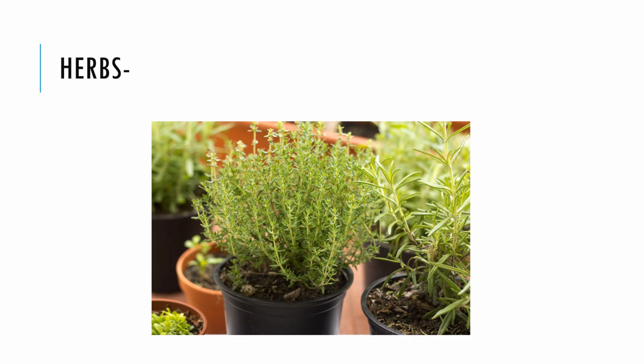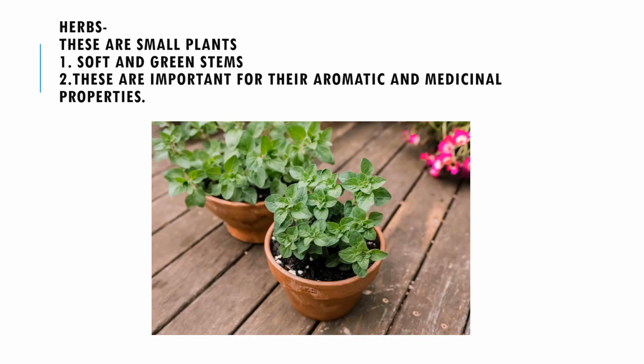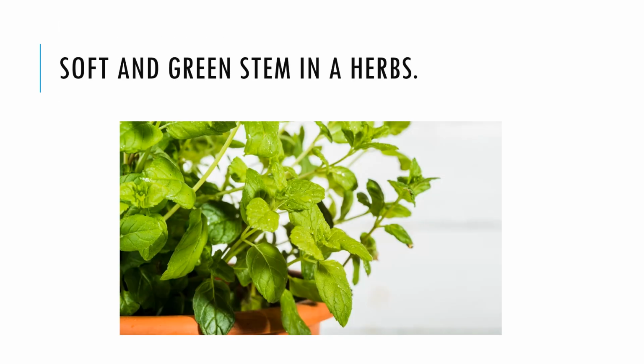Next are the herbs. Herbs are very small plants. As you can see, they have soft and green stems, and their important role is for their aromatic and medicinal properties. That's why they have a very important role. You can see from the picture that they have very soft, green colored stems.